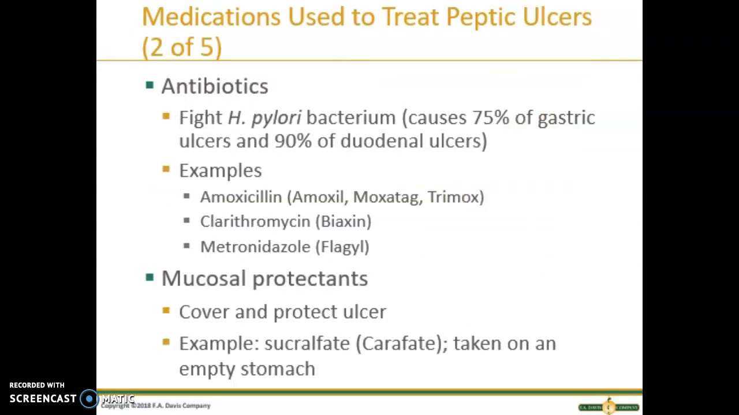Antibiotics are used to treat and fight the H. pylori bacterium. This is a cause of 75% of gastric ulcers and 90% of duodenal ulcers. An example would be amoxicillin or clarithromycin. Mucosal protectants cover and protect the ulcer to promote healing, and thus they must be taken on an empty stomach. An example of this would be sucralfate.